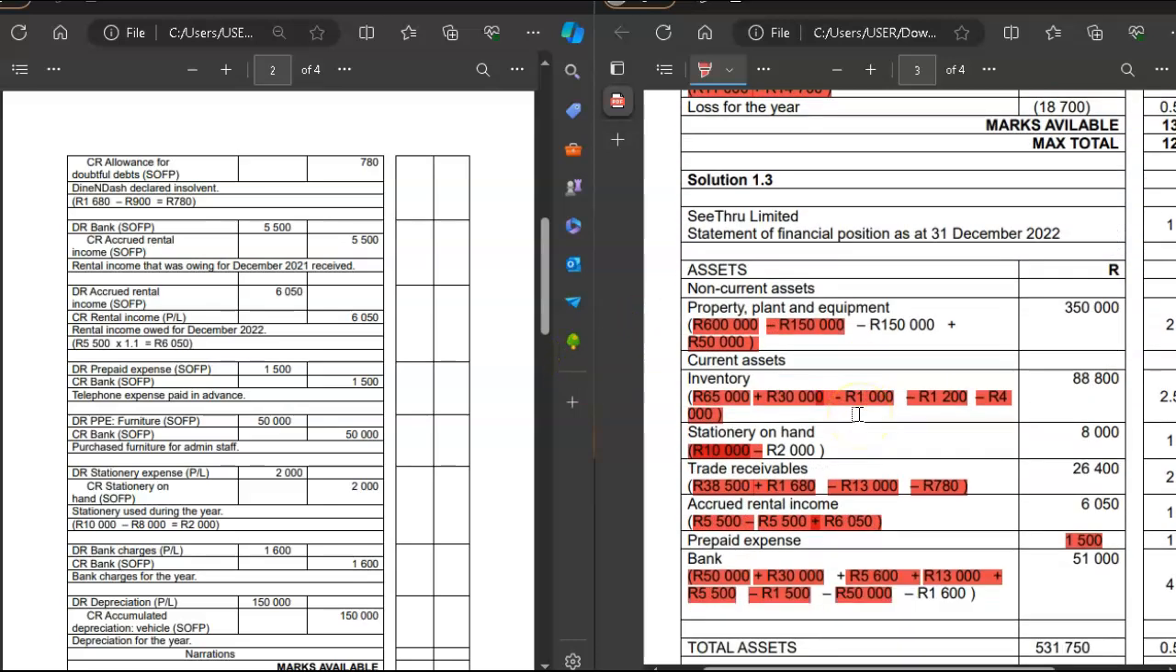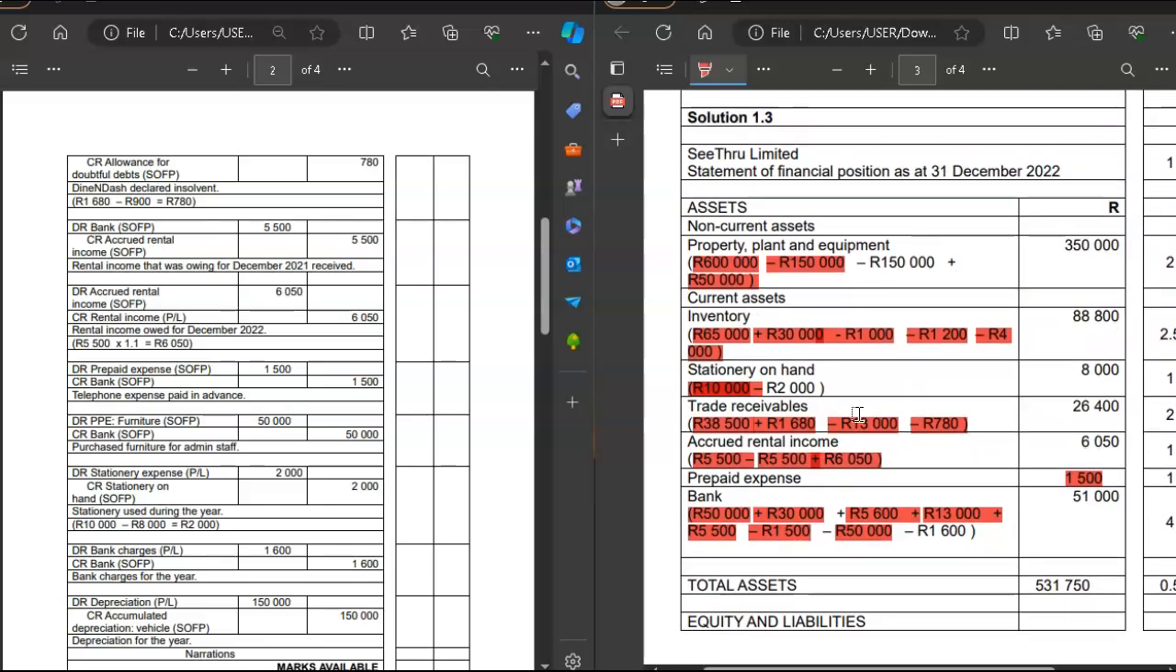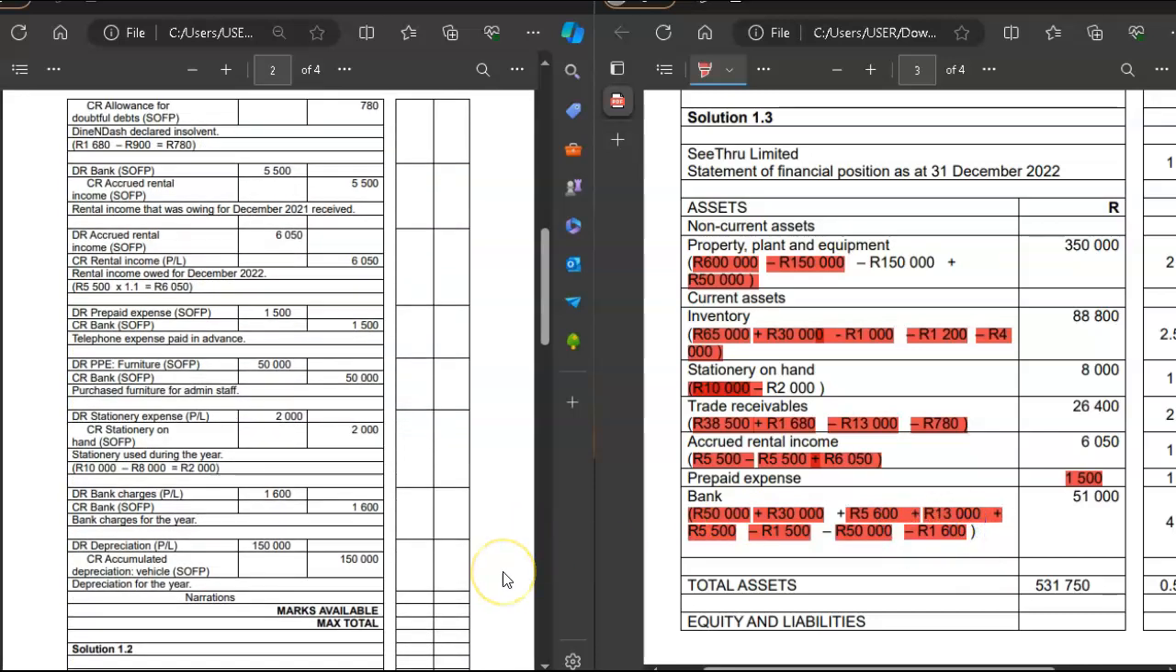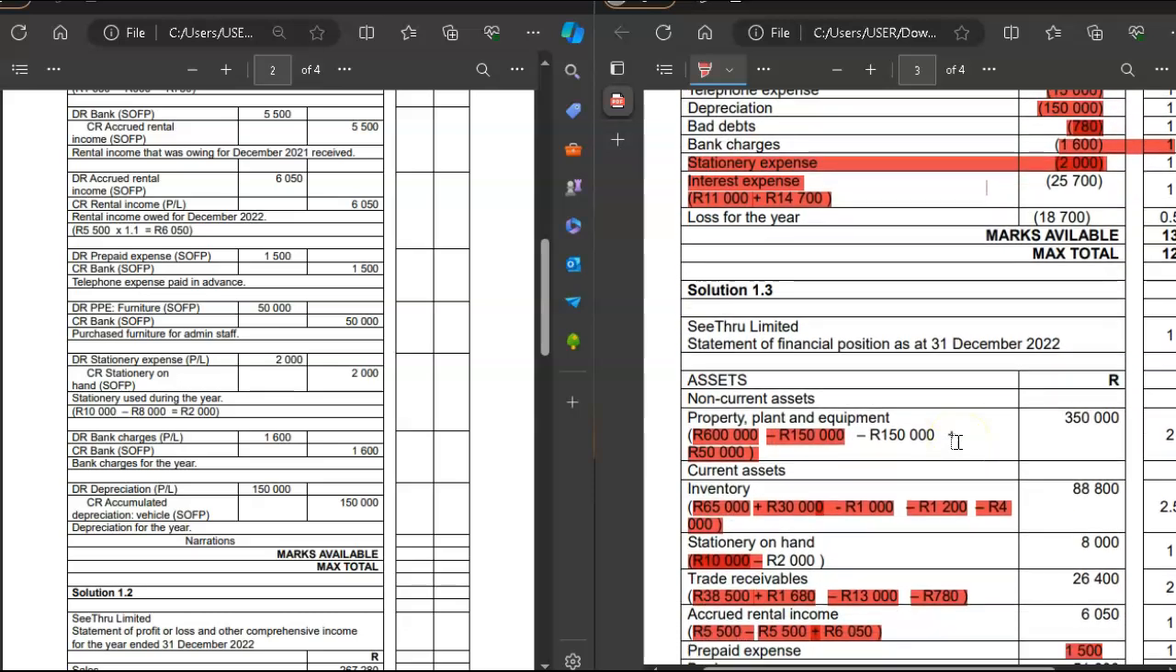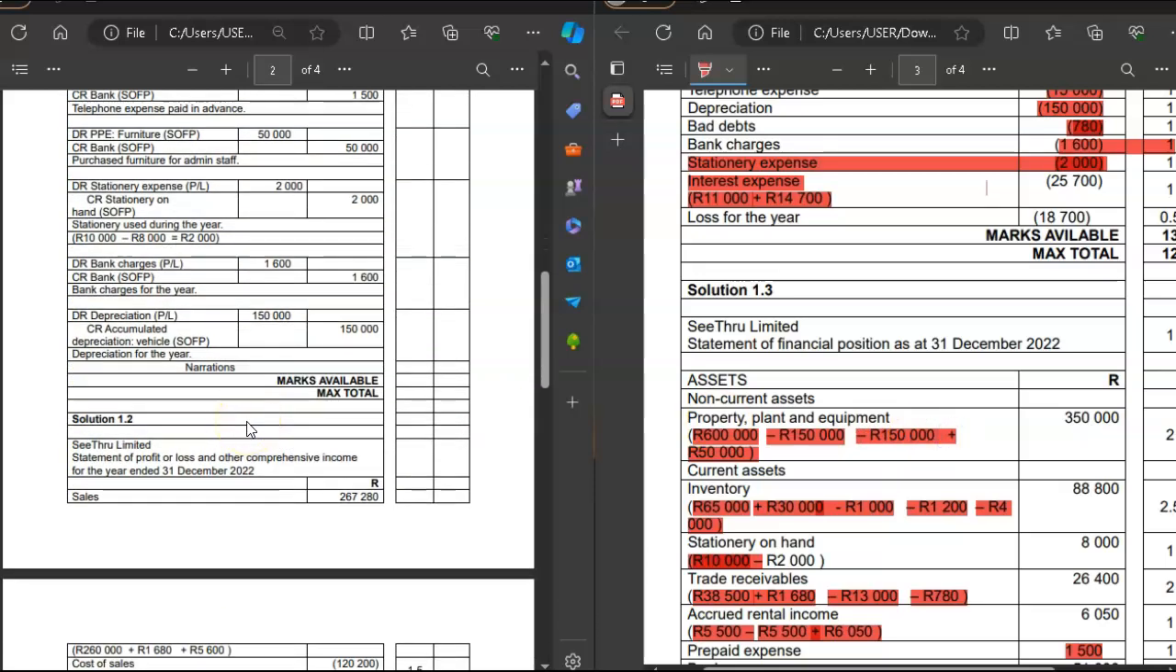Credit bank. Let's see, where's my bank? Where are you? There we go. Last one, minus 1,600. Debit depreciation. Depreciation is an expense. There we go, 150,000. Credit accumulated depreciation. I told you always go and minus it from this account. There we go. And we're done.